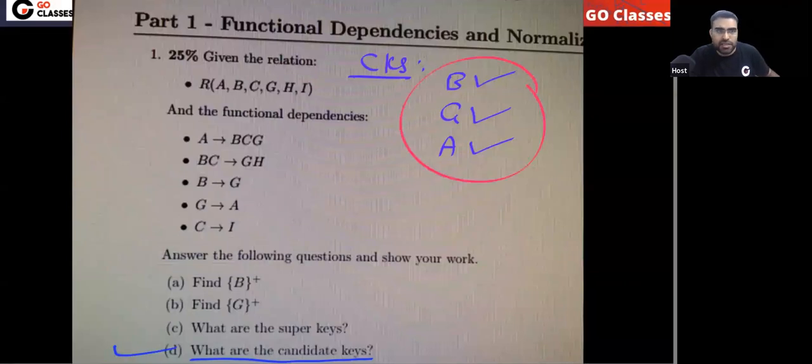So B, G, A, these I cannot consider. This B is gone, this G is gone, A is gone. Now the remaining attributes I will check. I will check one by one what they can bring.